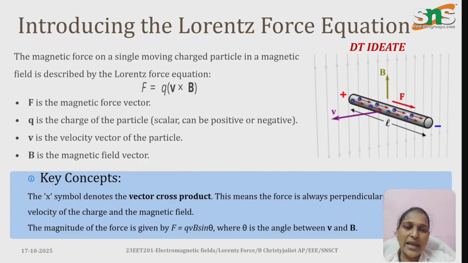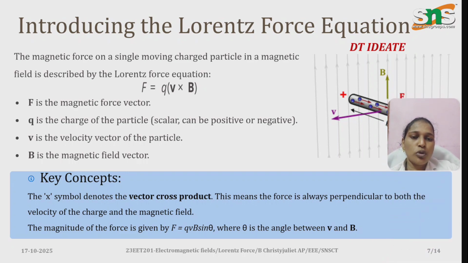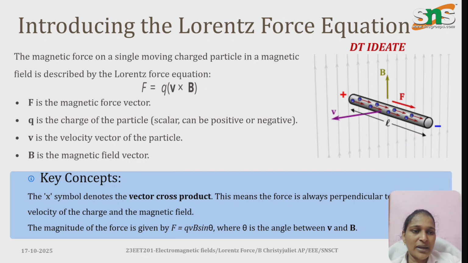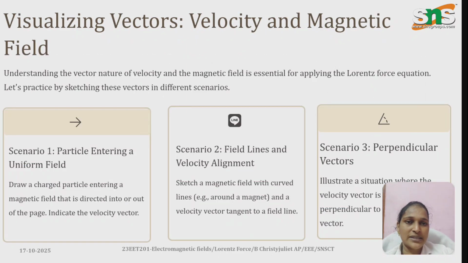Here the symbol × is a cross product, which means that the force is always perpendicular to both the velocity of the charge and the magnetic field. And the magnitude of this force is given by F = QVB sin θ, where θ represents the angle between the velocity and flux density.